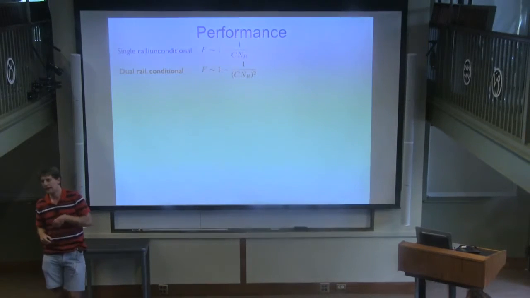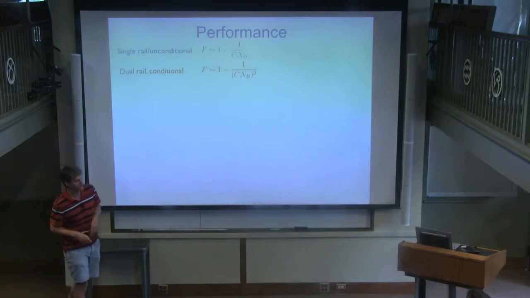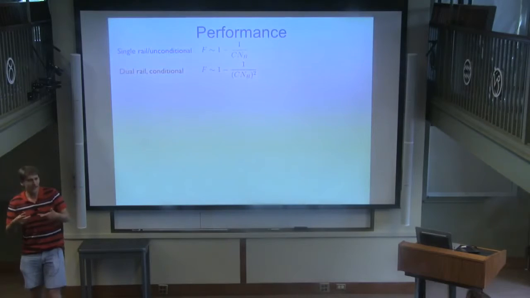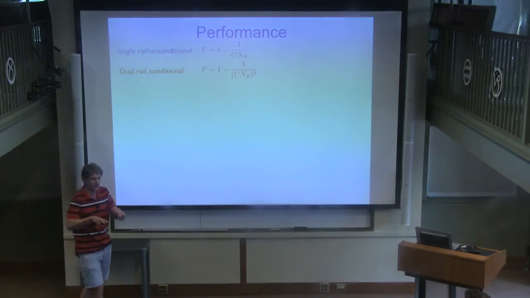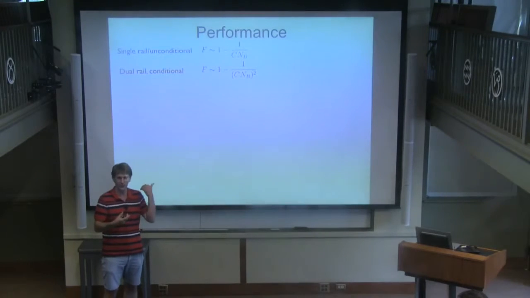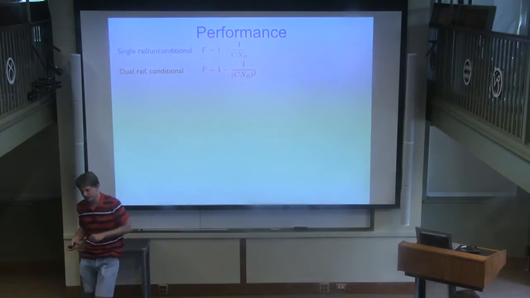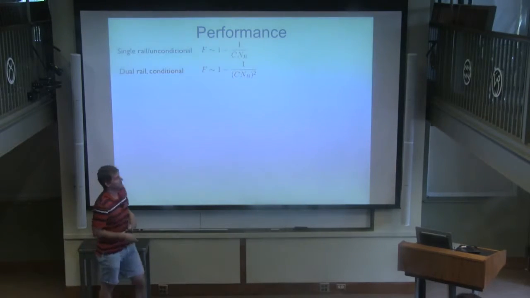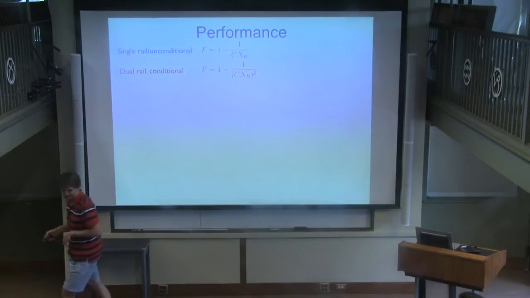I can make a gate between this dual rail encoding. And the nice thing about the dual rail encoding is that now I can actually see if something was lost, because I send in 2 photons, I should get 2 photons out. If I don't, I know that something was wrong. So if I now condition on getting 2 photons out, I can get a conditional fidelity, which is 1 over (C NB) squared.